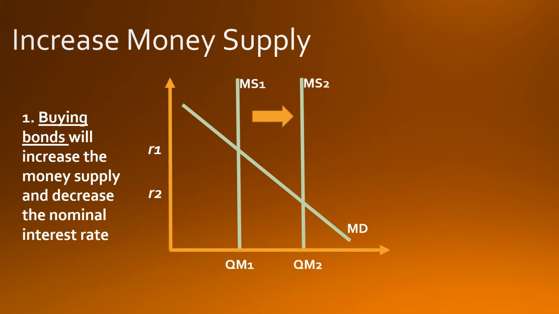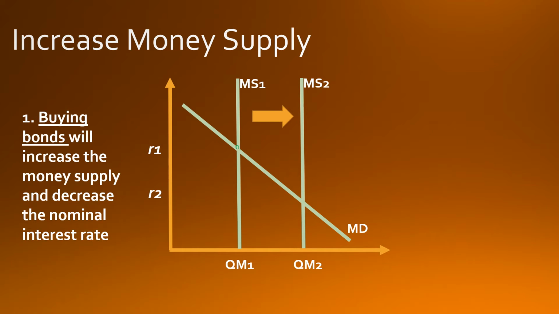Okay, so here's the solution. Buying bonds will increase the money supply and decrease the nominal interest rate. You can see that we've shifted rightward from MS1 to MS2, right? So that's our first money supply at quantity of money 1, and MS2 is our new money supply at quantity of money 2, right? When the Fed buys bonds, money supply gets bigger. That's a rightward shift. And you can see that the equilibrium has decreased.